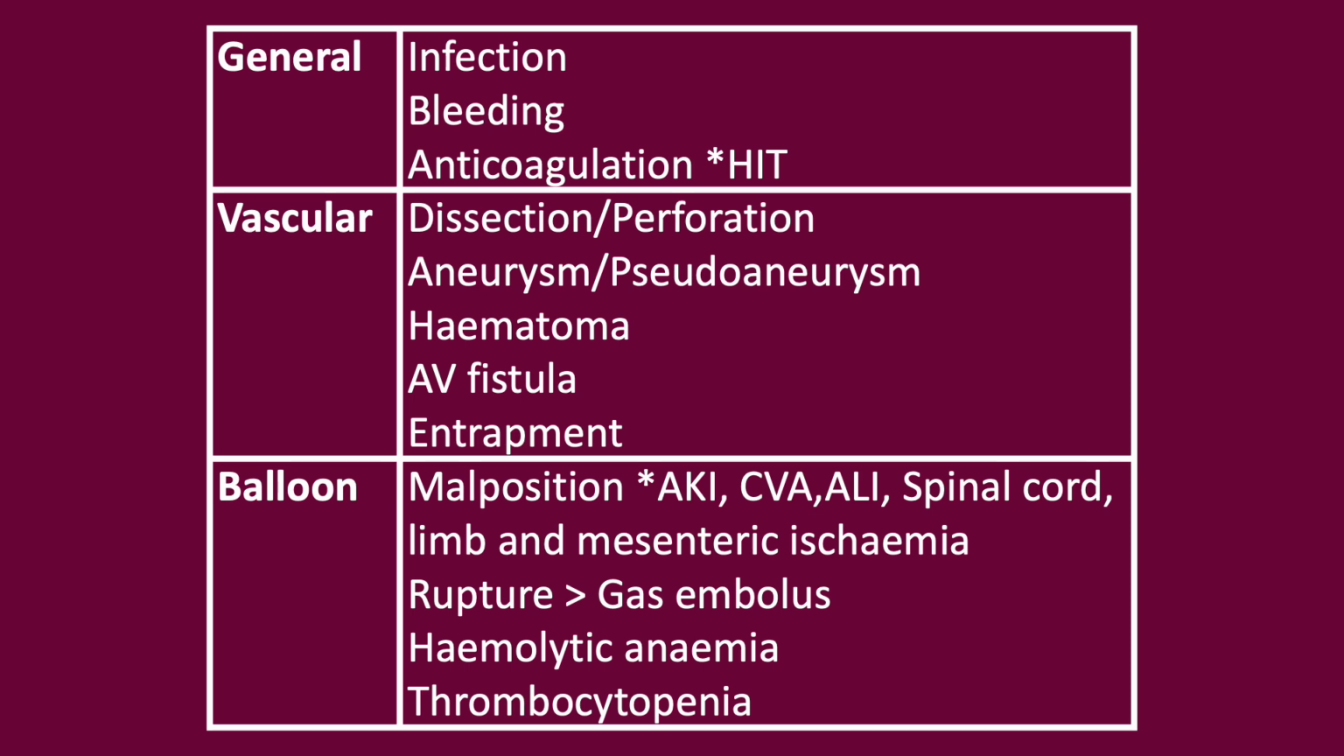The complications can be split into three main groups: those due to general causes, for example, infection, bleeding, or anticoagulation related, for example, HIT with the use of heparin; vascular related, due to the insertion or removal of the device, which can result in dissection, perforation, aneurysm formation, hematoma, AV fistula, and also entrapment; and finally balloon related, due to malposition, which can result in acute kidney injury, CVA, acute liver injury, spinal cord, and limb and mesenteric ischemia. Rupture of the balloon can result in gas embolus, and also the use of balloons can result in hemolytic anemias and also thrombocytopenia.